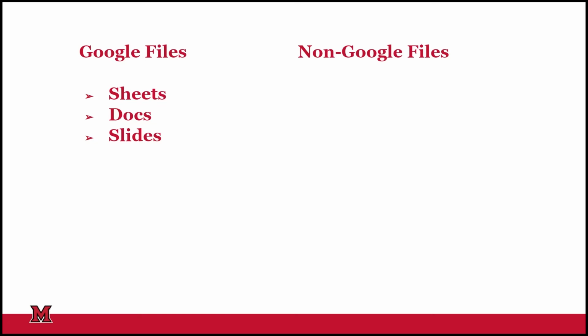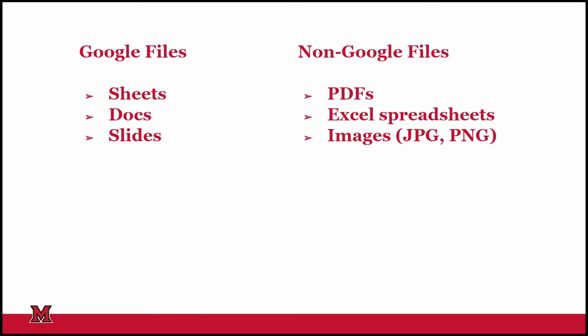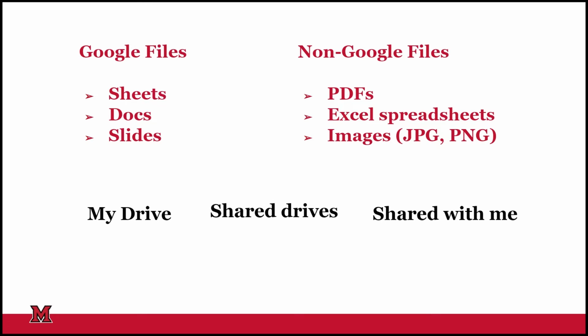Your Google Drive contains many kinds of files. This includes files that have been created in Google tools like Sheets, Docs, or Slides. And it also includes files that have been uploaded to the drive for safekeeping and project organization, like PDFs, spreadsheets created in other programs, or images. At Miami, you have access to several spaces in your drive. My Drive, Shared Drives, and Shared With Me are the main places to save and upload files. Today, we'll mostly be talking about Shared With Me files.